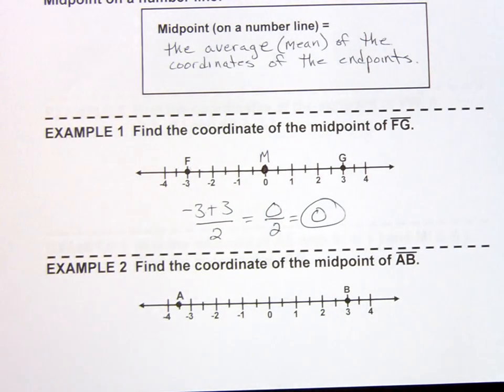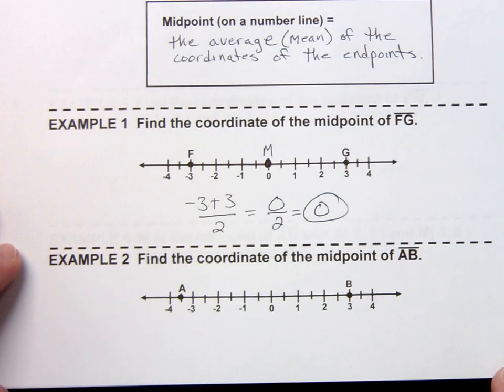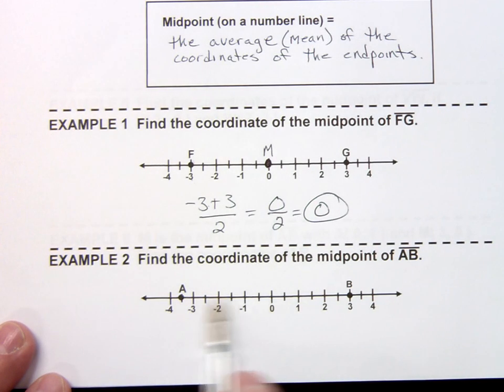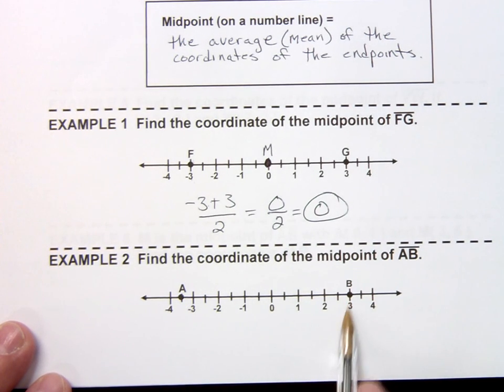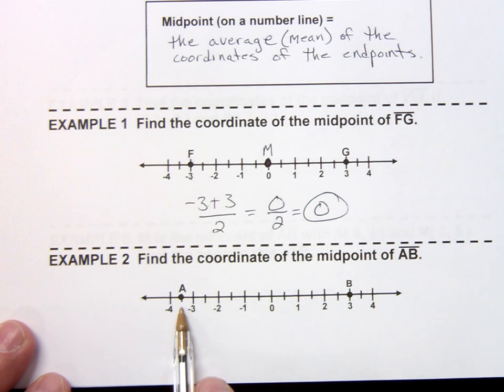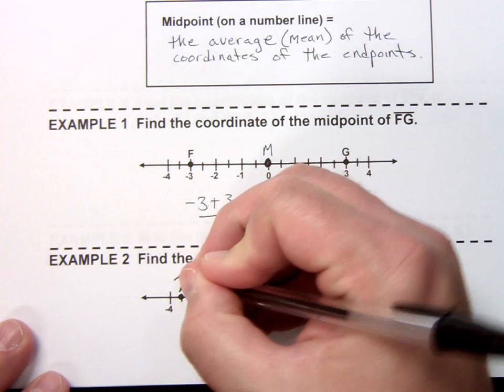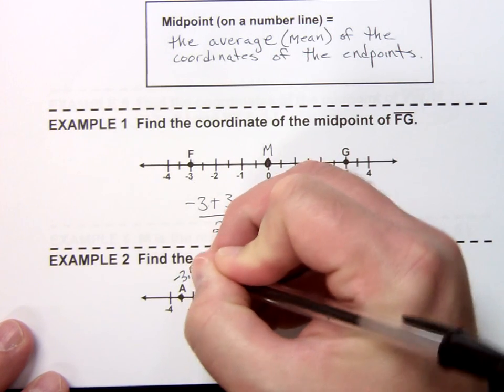And the midpoint doesn't always have to be named M, but if they have not given me a name for that point, M is the most commonly used name for it. Alright, let's try example 2. Find the coordinates of the midpoint of line segment AB. So we look down here. Here's point A, here's point B. Now it's obvious that point B has a coordinate of 3. A is maybe a little less obvious for some people. It is at the halfway mark between -3 and -4, so that makes it -3.5.